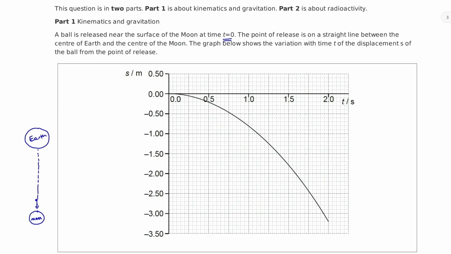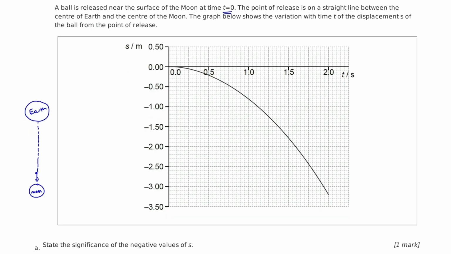The graph below shows the variation with time t of the displacement s of the ball from the point of release. State the significance of the negative values of s. Well, s is displacement, which is a vector. And you'll know from your topic 2 tutorial that whenever you do a question that has suvat equations involved or acceleration in a straight line, you choose a direction to be positive, usually upwards, and then the other direction is negative.